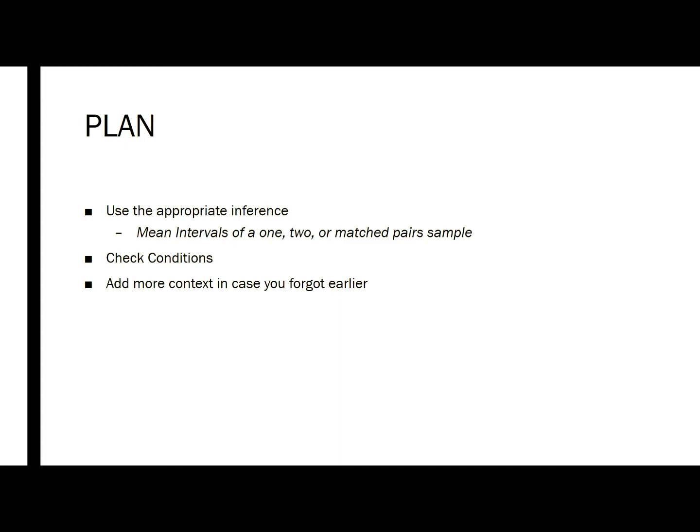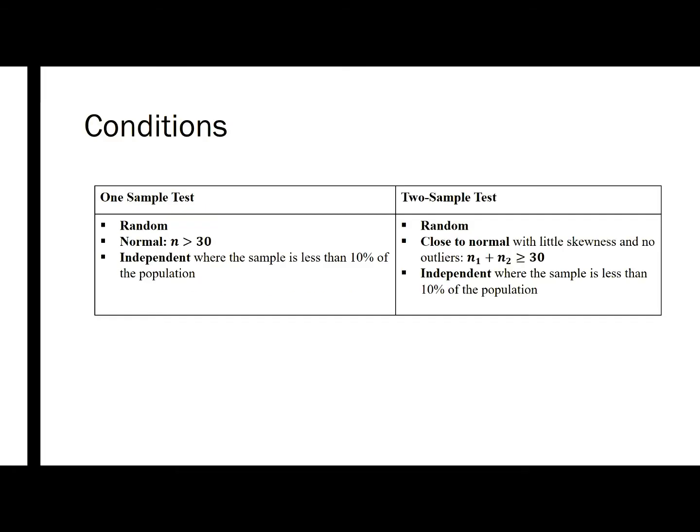In the plan section, we are going to be writing the appropriate inference method. For example, mean intervals with a 1, 2, or matched sample. Then, you check the conditions, which we will be going over on the next slide. We will also want to add some more context for the problem.